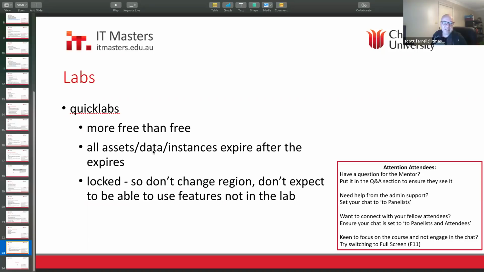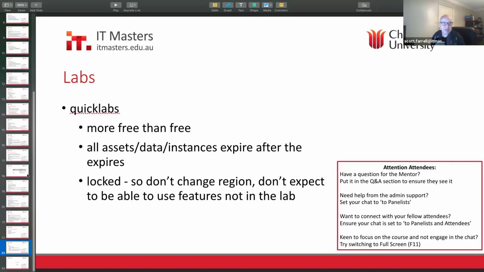And all the assets and data and instances that you make during the lab will expire when the lab expires. I think they give you an hour or two. And after that, they just delete everything. So obviously don't put up anything that's important. And you can't start the lab, do half of it now, and come back in a couple of hours and expect to continue. So make sure you've got a full hour that you're going to be able to dedicate. Otherwise, you get halfway through and you'll have to start again.